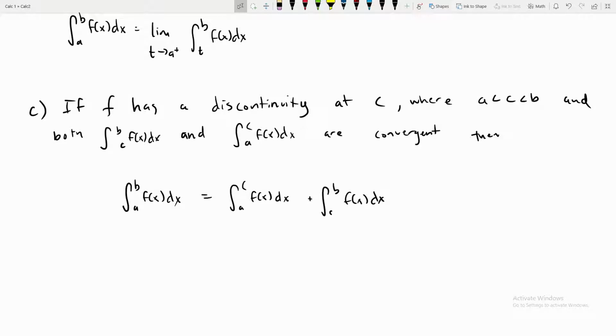I mean, the definition is pretty universal for these integrals. And so for part C, basically if we have this function and it's discontinuous on a value that is in between the endpoints of a and b, and the other condition is that both the integral from that discontinuity to one endpoint of the interval, and from the discontinuity to the other endpoint, are convergent, then we can say that the entire integral can be split up into the first integral, from the start point of the interval to the discontinuity, and then from the discontinuity to the end of that interval.